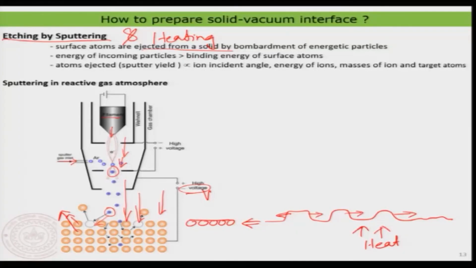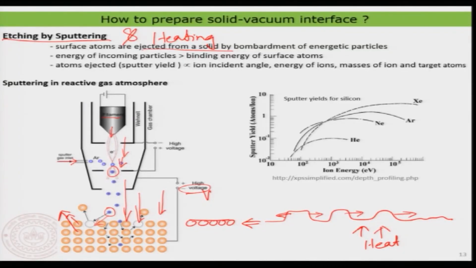So now you can create this, and what I can also do is plot the sputtering yield as a function of the ion energy, and what you see is that the yield is related to the ion energy, as well as being dependent on the type of gas that you use for the sputtering. Yeah. So it depends on what you want to clean.